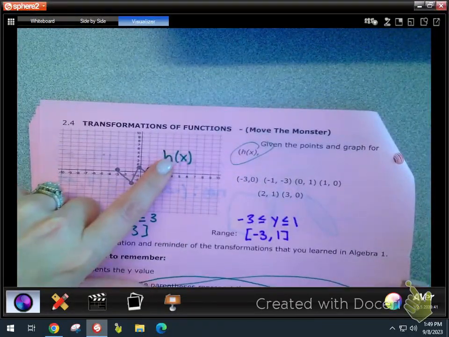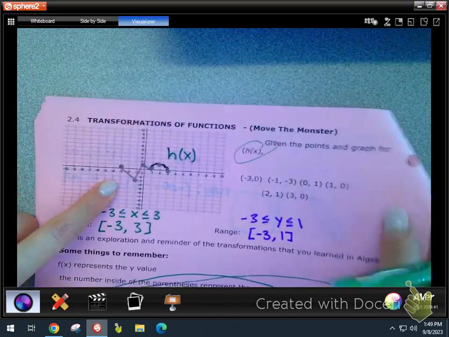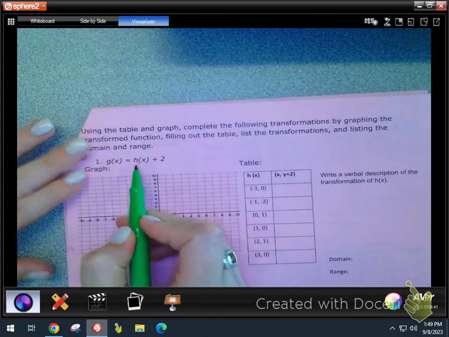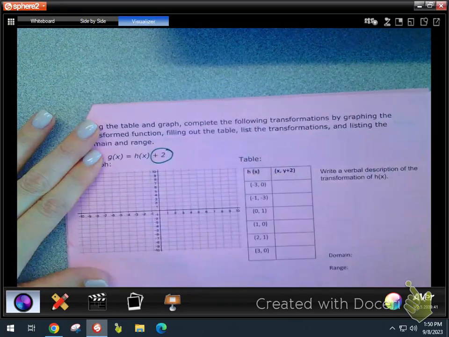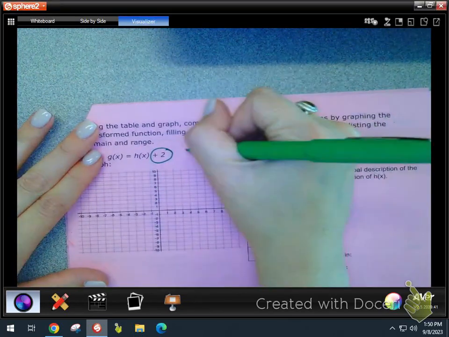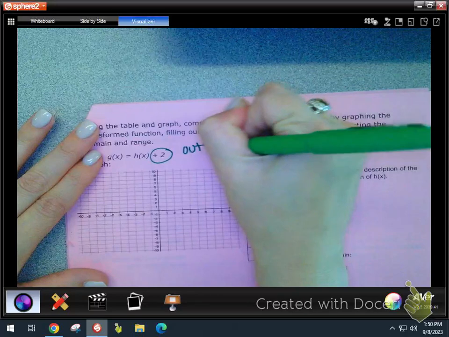H of x. So this is what we're talking about. We're talking about this guy. So the way that they wrote that is they said, okay, you're going to take the old guy, the original guy, and you're going to add 2. Remember the inside-outside game. Where is this plus 2 happening, inside or outside? Outside. Outside. So look right here what I did for you.